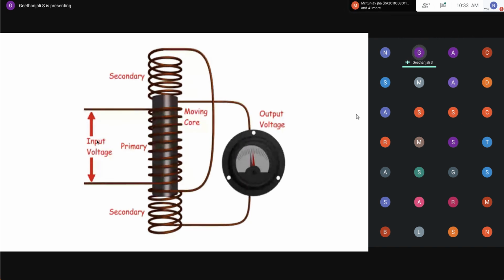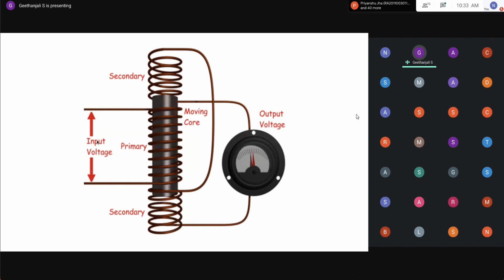This is the basic diagram for the LVDT. What are the components here? Input we are giving. There is a moving core. There is a secondary as well as the primary. The secondary is split into two. One portion is placed in the upper portion of the moving core. Another portion is placed in the bottom of the moving core. In between the upper and the lower windings, there will be a winding called the primary winding. The primary winding is always connected with the input voltage.